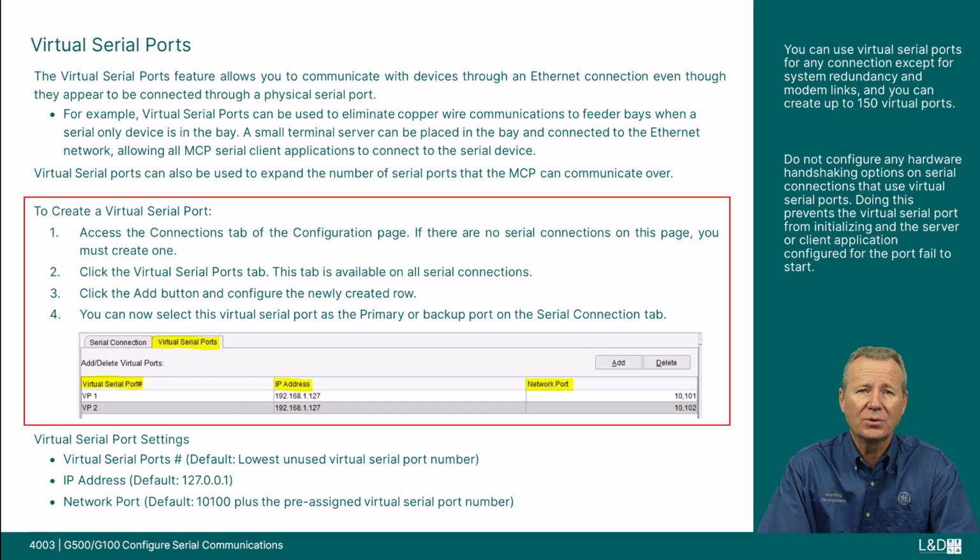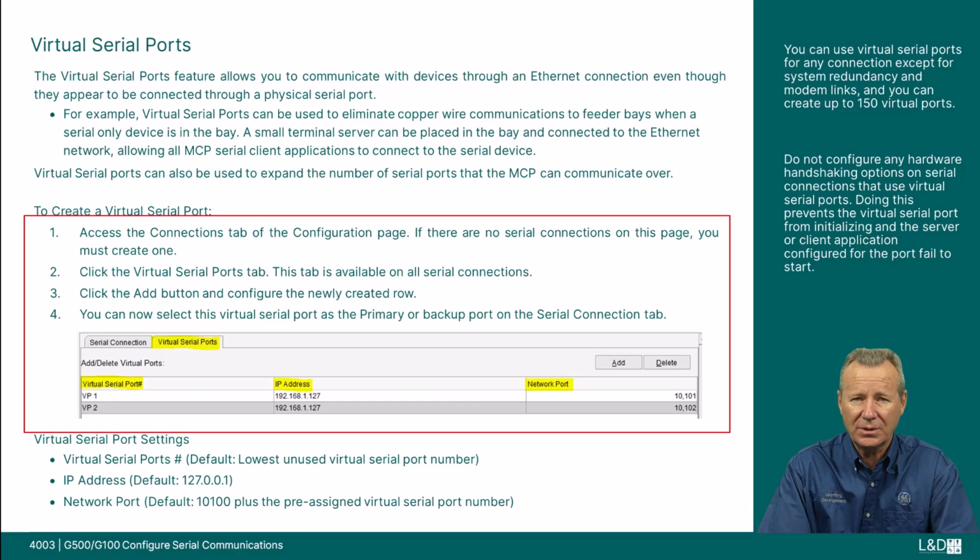2. Click the Virtual Serial Ports tab. This tab is available on all serial connections. 3. Click the Add button and configure the newly created row. 4. You can now select the virtual serial port as the primary backup port on the Serial Connections tab.